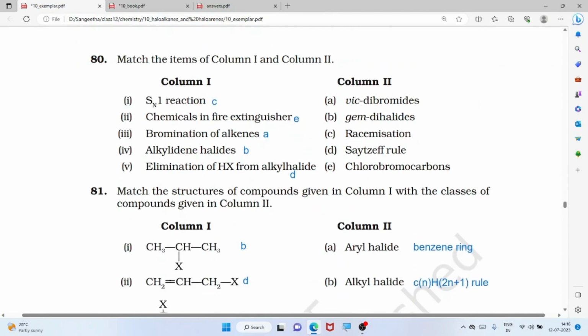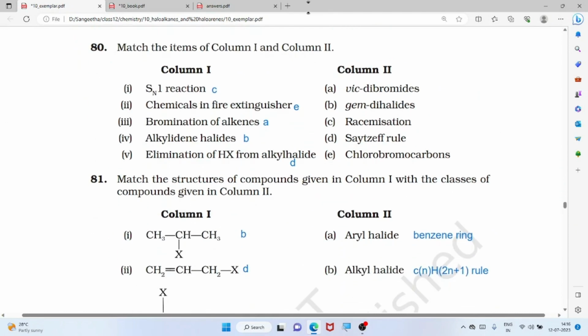Match column 1 with column 2. Chemicals in the fire extinguisher, chloro, this one. Bromination of the alkenes, okay, this one. Alkyl halides. Elimination of the acids from the alkyl halide.